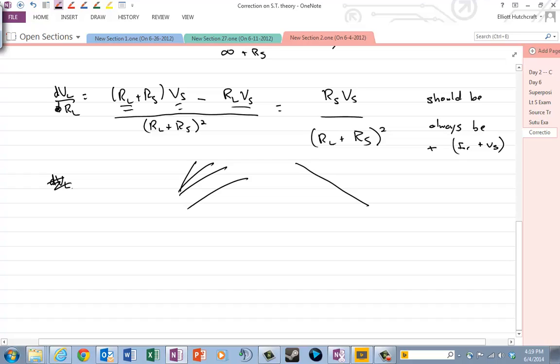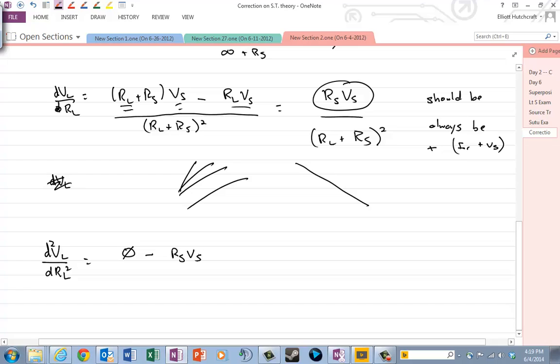Now if I want to take d squared VL dRL squared, the second derivative, I can do that. I'll have bottom times the derivative of the top. Well, the top doesn't have RL in it anywhere. It's just RS VS. So since the top doesn't have RL anywhere, the derivative of it is 0. So bottom times the derivative of the top is going to be 0 minus the top, RS VS, times the derivative of the bottom.